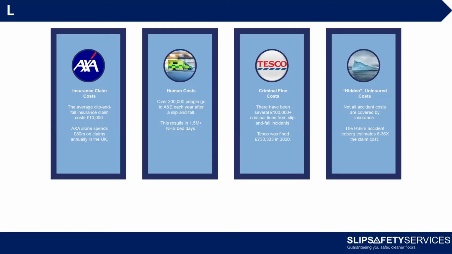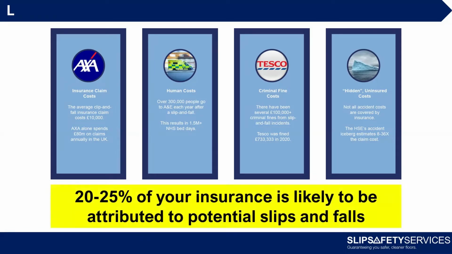Some of these other costs we've covered, there's the human costs, there's the criminal costs, and there's the hidden uninsured cost as well. And interestingly, something like maybe 20-25% of your liability insurance premium is likely to be attributed to potential slips and falls. So if you can get a handle on this and start to put together a compelling story and evidence as to what you're doing on slips, and you can show improvement in these areas, then there's some significant potential savings you can make from your insurance bill as well.